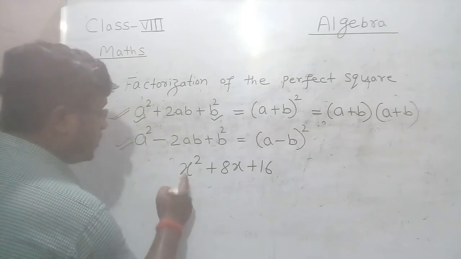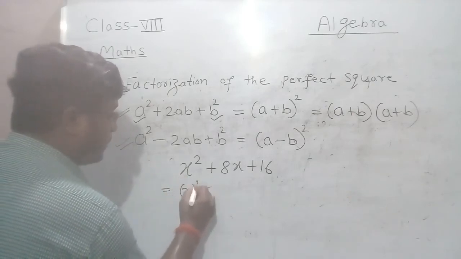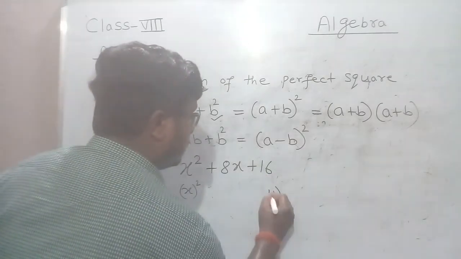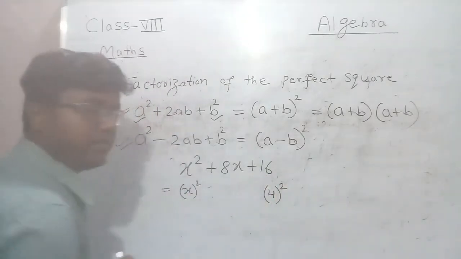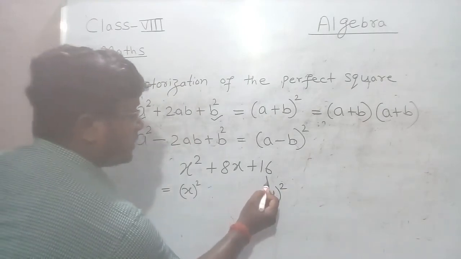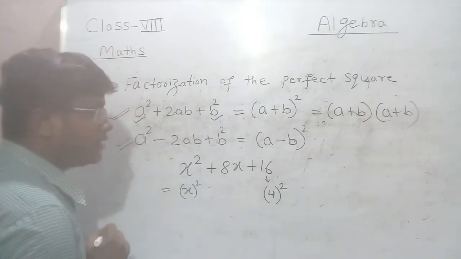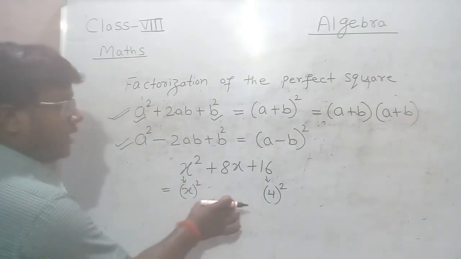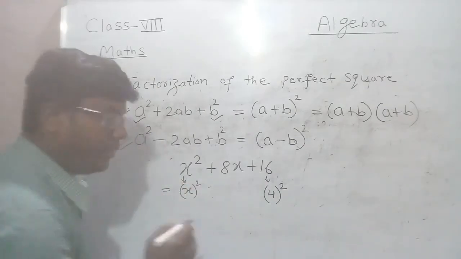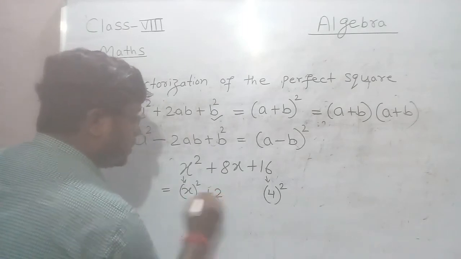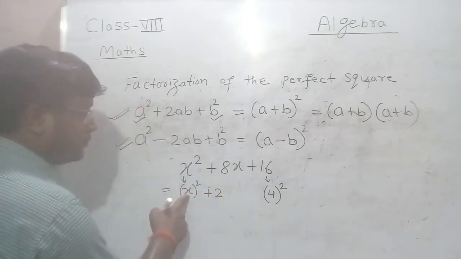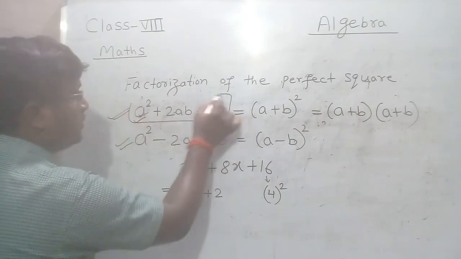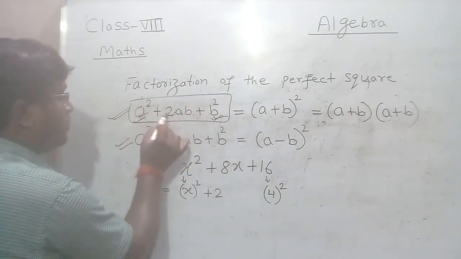So this is your square term, x square. This is another square term, 4. 16 means 4 whole square. I have written 16 as 4 square and x as x square. Now in the middle it must be 2ab, in the form of 2ab. So plus 2 is your 2, and according to this formula, 2ab, I have written 2.